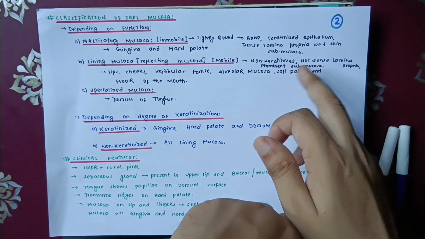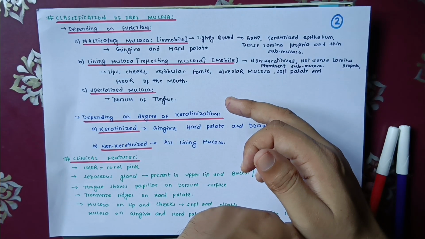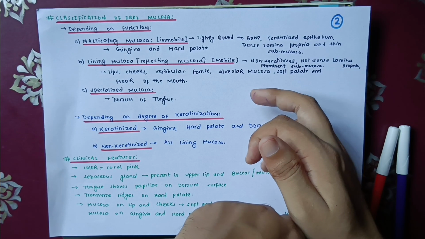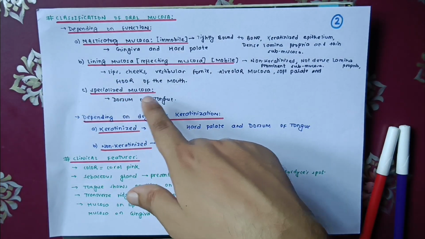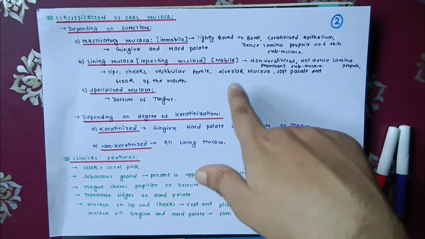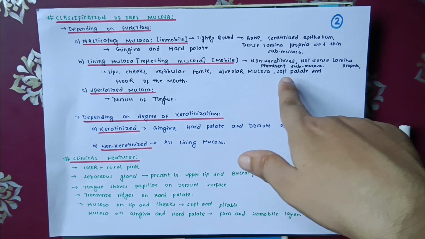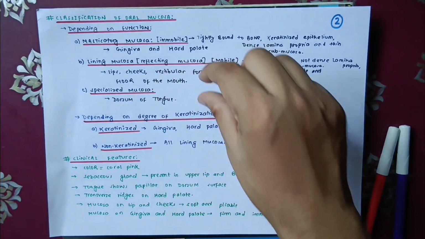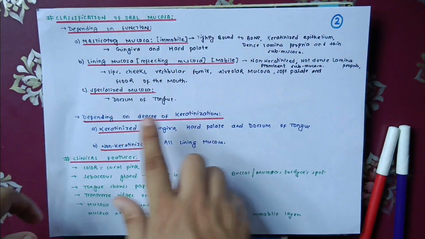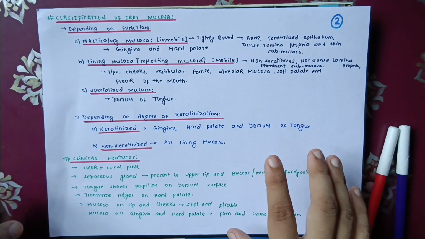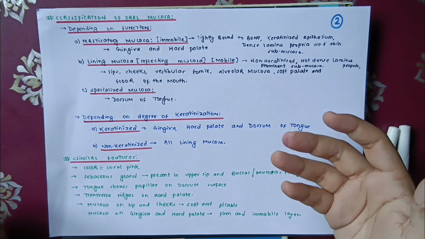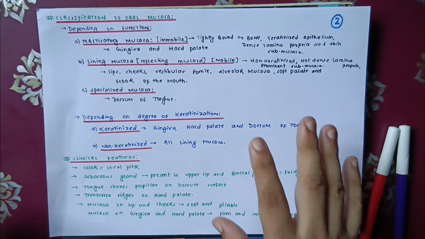And the portions of the oral mucosa that come under the lining mucosa are the lips, cheeks, vestibular fornix, alveolar mucosa, soft palate, and floor of the mouth. You should learn and remember all those portions of the oral mucosa. And specialized mucosa is for special function, and the dorsum of the tongue is a specialized mucosa.